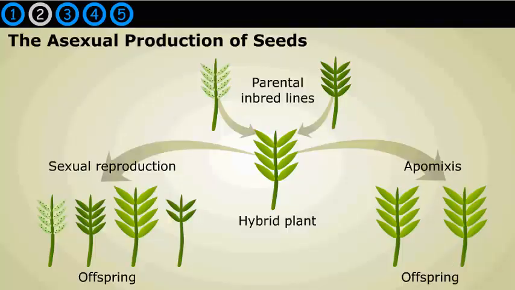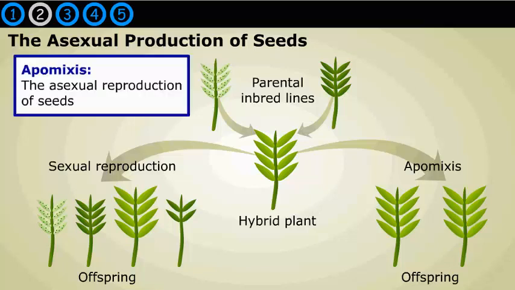Seeds may be produced asexually as well as sexually. In apomixis, seeds are asexually produced from a diploid female sex cell. Apomixis is important in the propagation of hybrid plants. It preserves the vigor of the hybrid plants without the variability introduced by sexual reproduction.